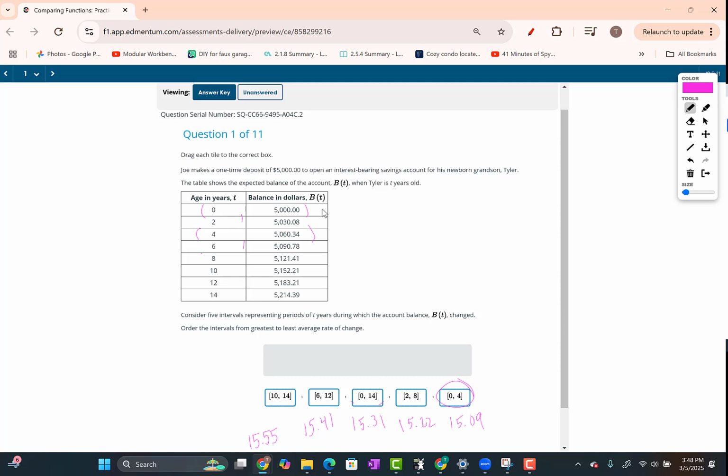So we want to order the intervals from greatest to least. Looks like mine are already ordered. So it's this exact order, greatest to least average rate of change. Yep, mine's already in that order. If yours is, that should be an easy drag and drop. And I just realized this is the answer key. So that's why it's already in the correct order, but at least now you have seen the math on how we got all of those different rates of change.